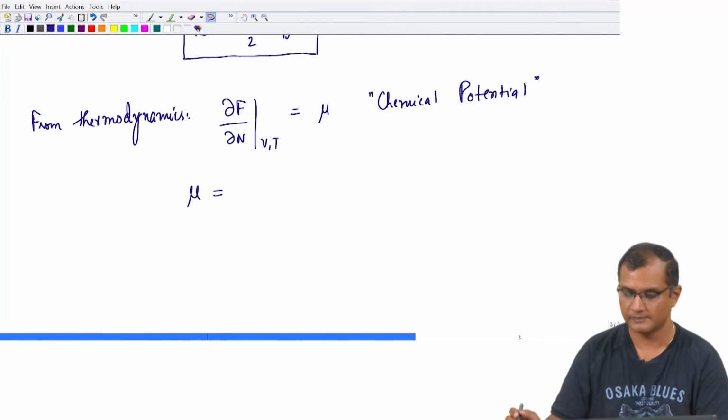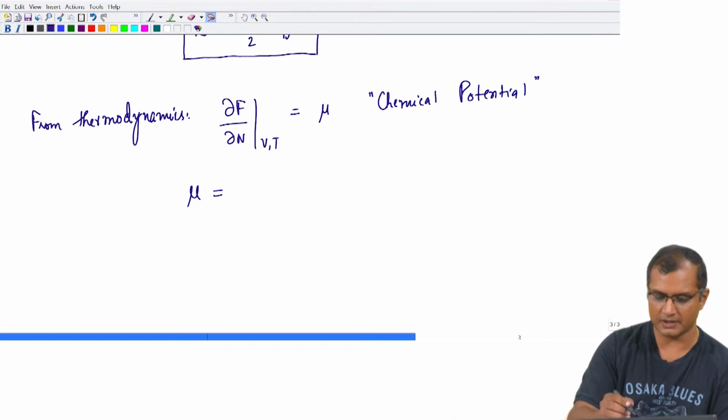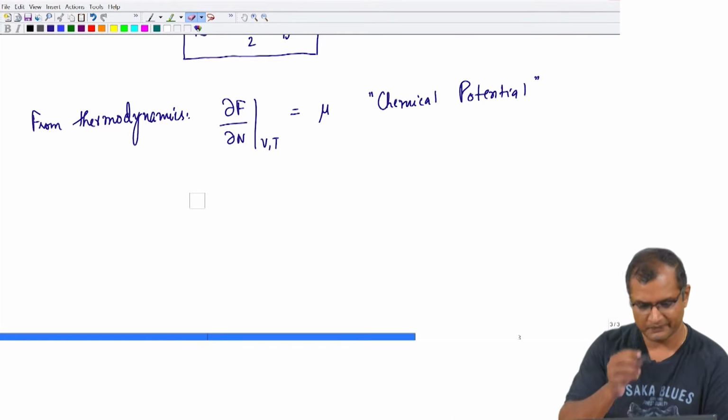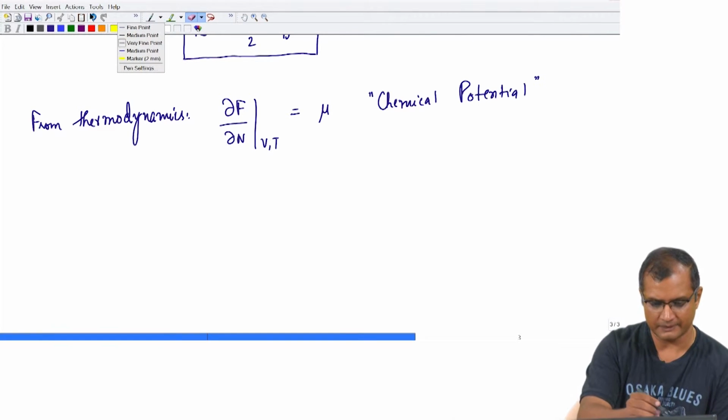How do we justify the variation of free energy with number of particles? Yeah, in fact, not just here, that is a good question. Let me just finish this computation, hold on to your question for a second.